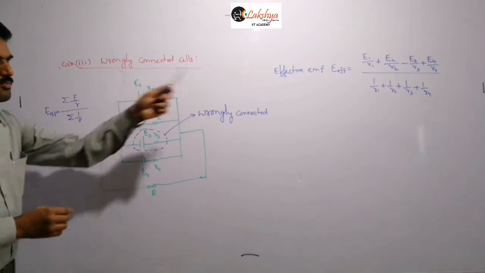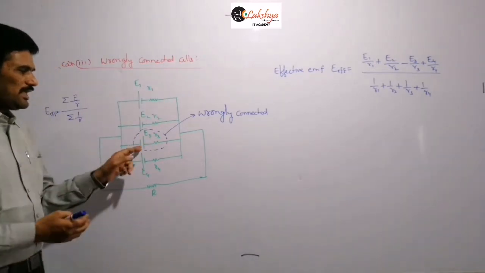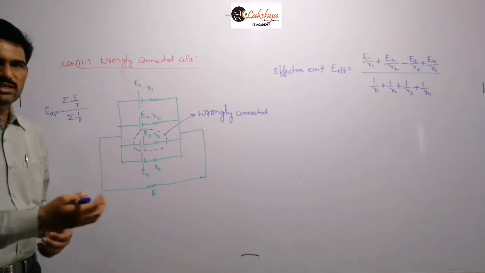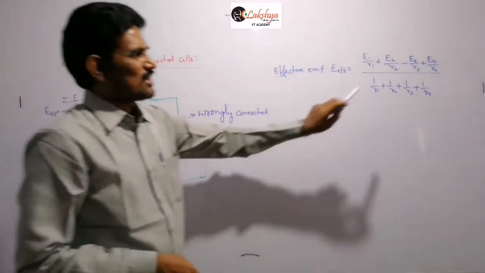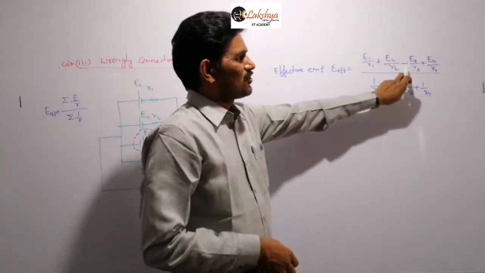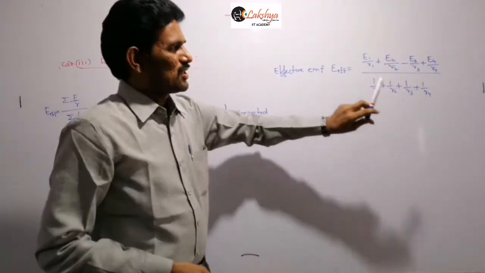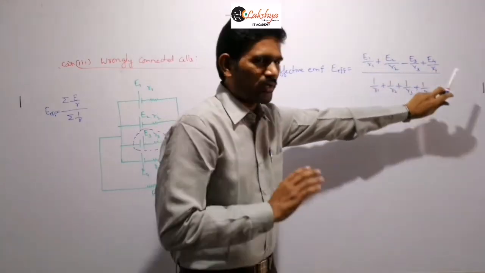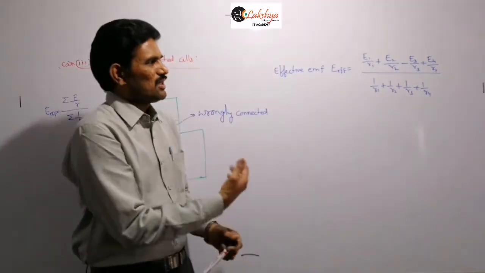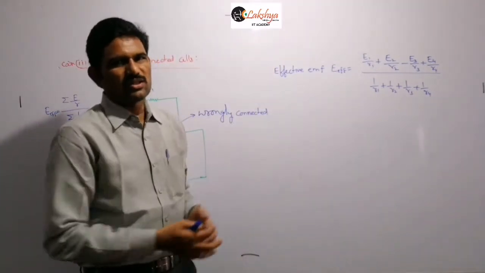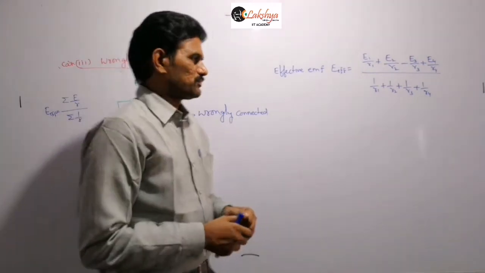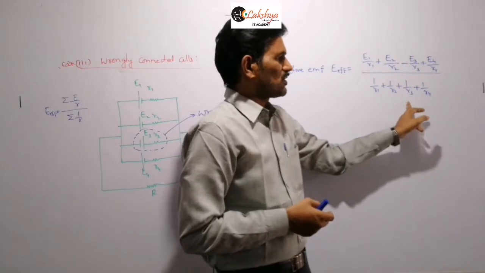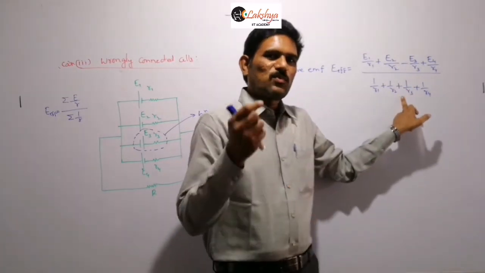Now I am applying this formula, but the EMF of this cell is in the opposite direction. That means it will try to send the current in the opposite direction, so its EMF we need to subtract here. The term we need to take with a negative sign. So E1, E2 and E4 are correctly connected, and E3 is wrongly connected. So for that we are taking the negative sign. But in the denominator, when you are writing 1 by R1 plus 1 by R2 plus 1 by R3, here we should take it as a positive sign only.